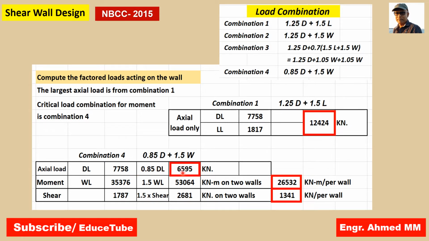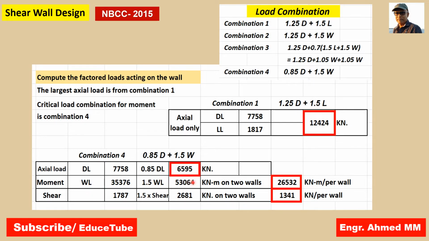So it is 6595. So this combination 4 takes the smallest axial load, and this combination will require the most reinforcement.